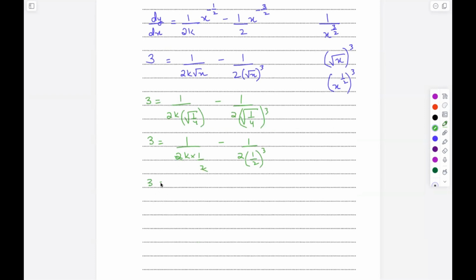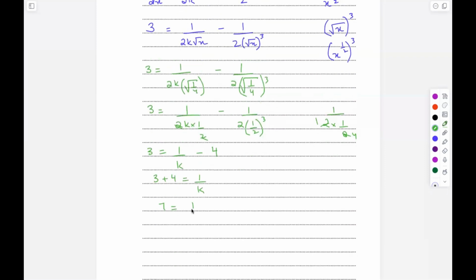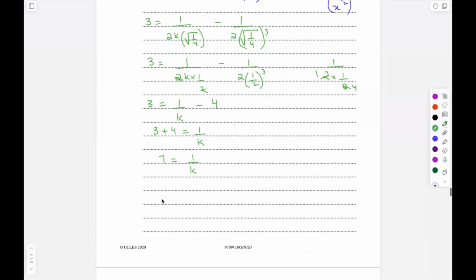Now simplifying this, 2 and 2 will cancel. So 3 is equal to 1 upon k minus, and we can write this separately here, 2 into 1 upon 8, so this will become 1 divided by 1 upon 4, which is 4. So 3 is equal to 1 upon k minus 4. Taking the 4 to the left hand side, we get 3 plus 4 is equal to 1 upon k. Now cross multiplying, 7 is equal to 1 upon k. The final value of k is equal to 1 upon 7.